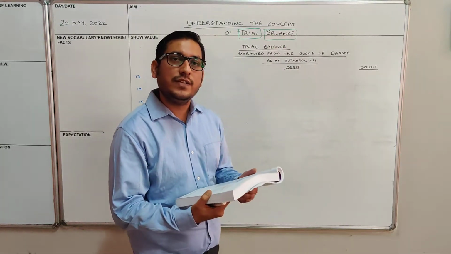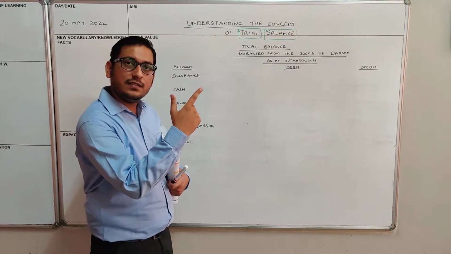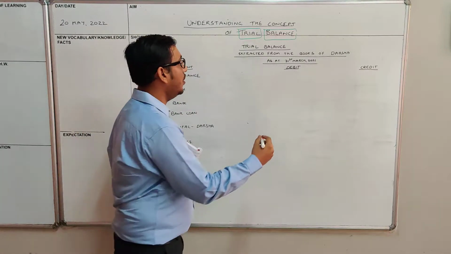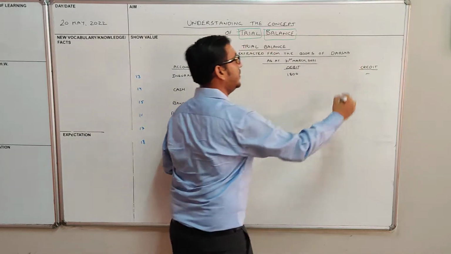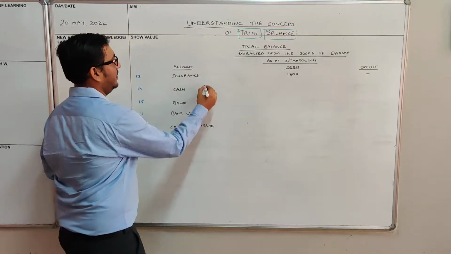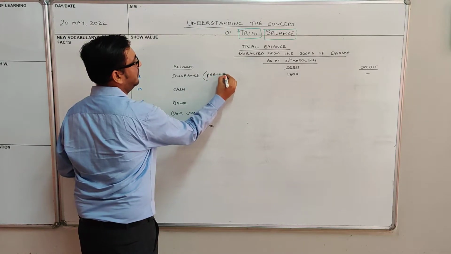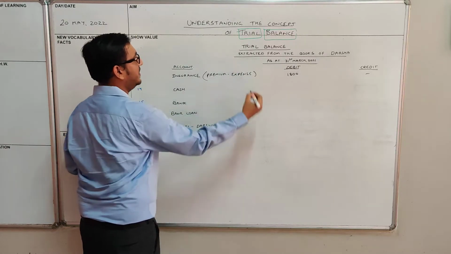So students, where should I write? Insurance is 1800. Where should I write, debit or credit? It is an expense, so it should have a debit balance. How much? 1800. So it will always come under the debit side. Insurance premium is an expense for the business.